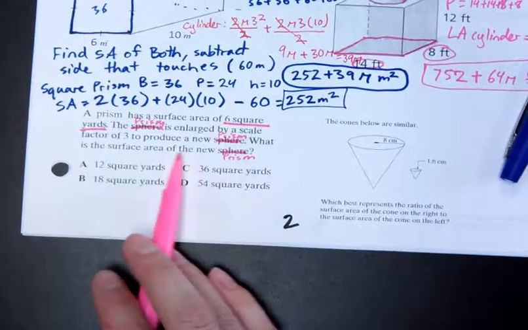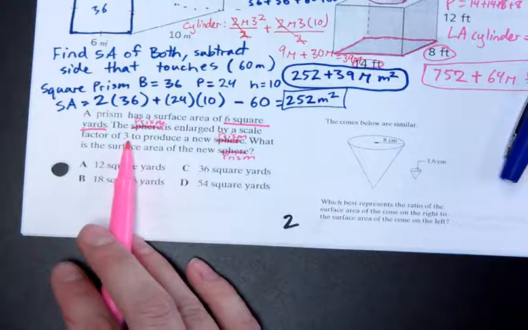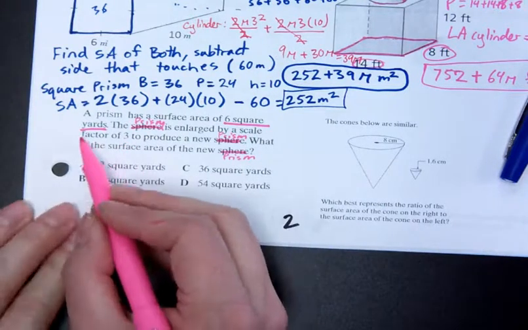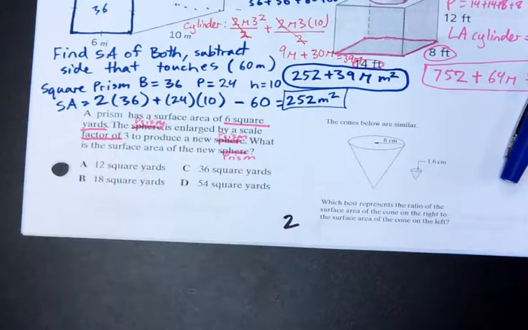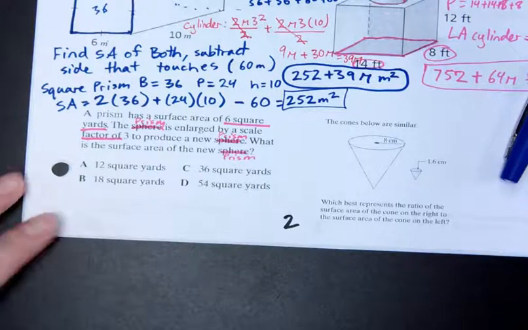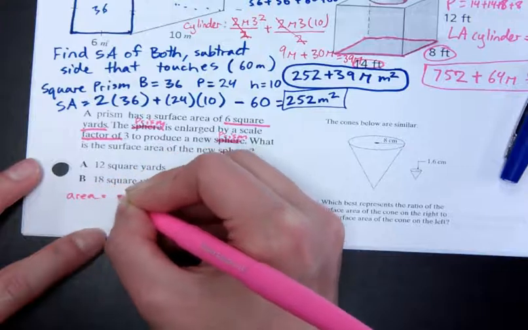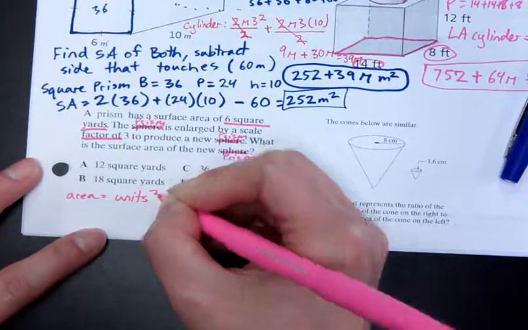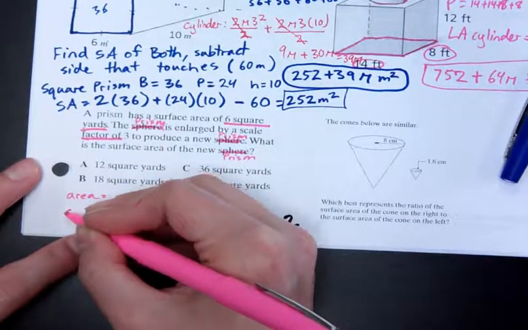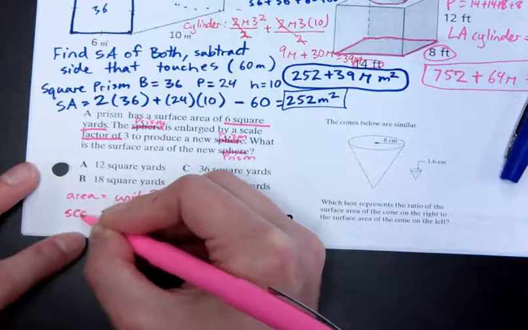Okay, so if it's 6 square yards, and then the prism is enlarged by a scale factor of 3. Does anyone remember scale factor when we're dealing with area? So area is units squared. So what do we have to do to that scale factor then? Square it. Okay, so area is squared. D. Yeah, D. So scale factor has to be squared.